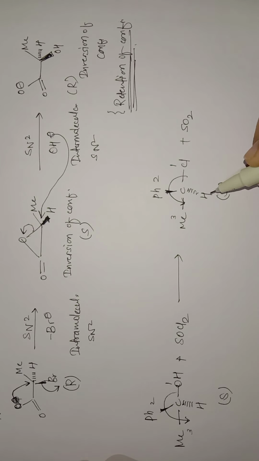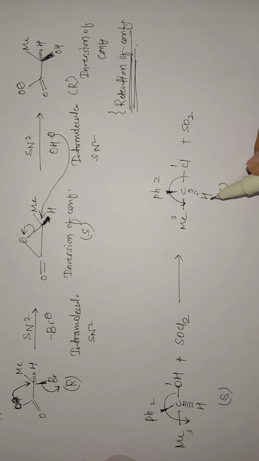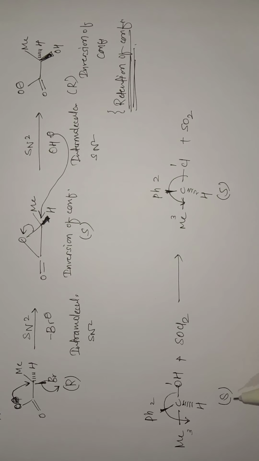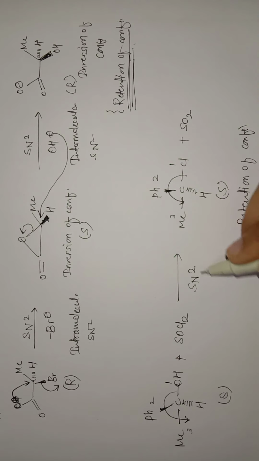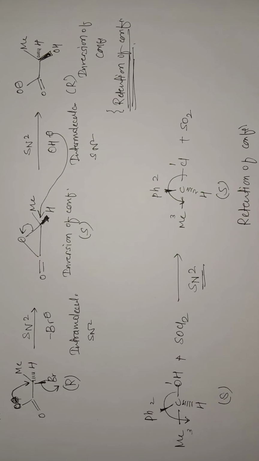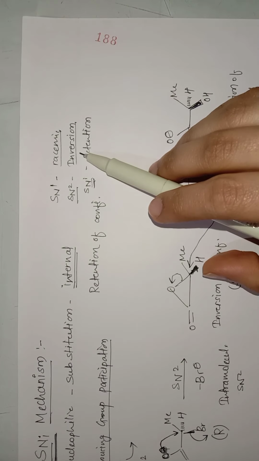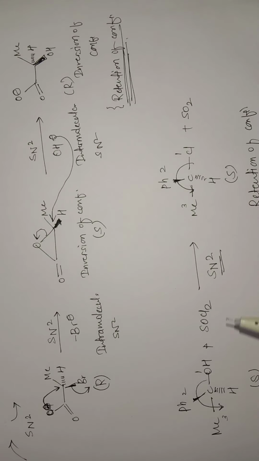If this hydrogen is present towards the observer, meaning the lowest priority group is towards the observer, then we have to change this conformation, right? So firstly we have S, and after chlorination we again have S in the product. So this gives retention of configuration. It looks like an SN2 type of attack, but why after a single SN2 attack is it giving retention of configuration? Because we know that SN2 attack gives inversion of configuration. So in this type of reaction the SNi mechanism works.